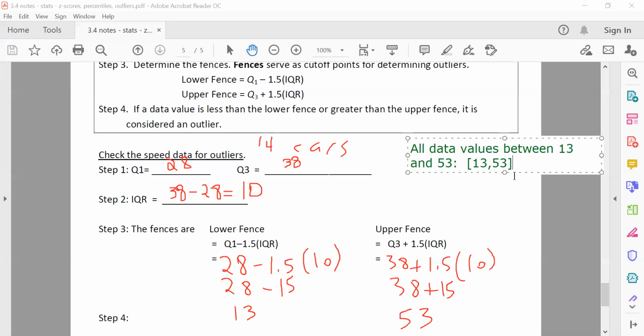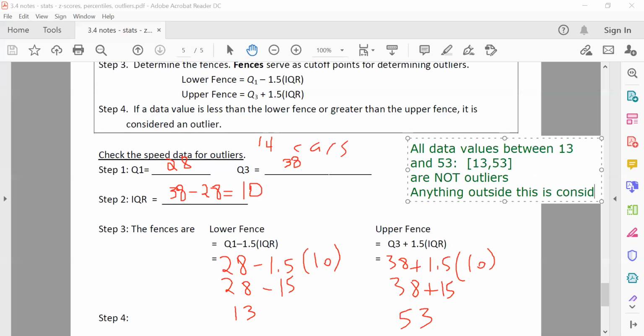If a data value is exactly 13, that's still okay. It's the smallest possible value you're allowed to be, but you're still not an outlier. So all data values between 13 and 53 are not outliers. Anything outside this is considered an outlier.